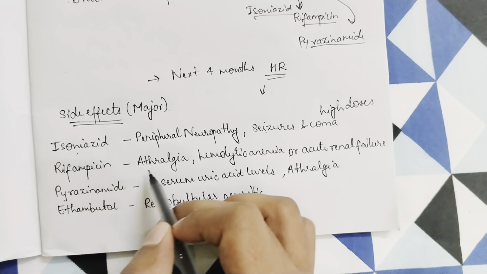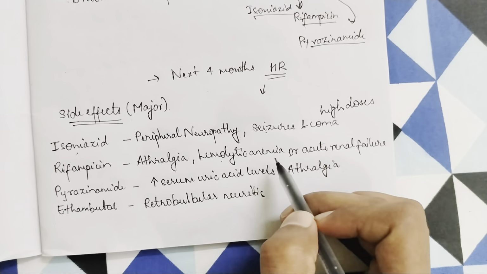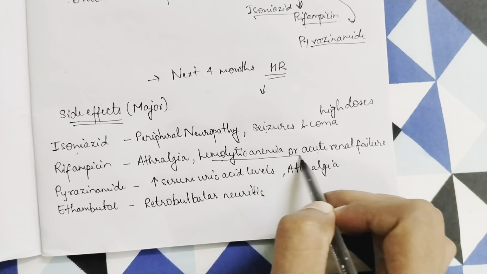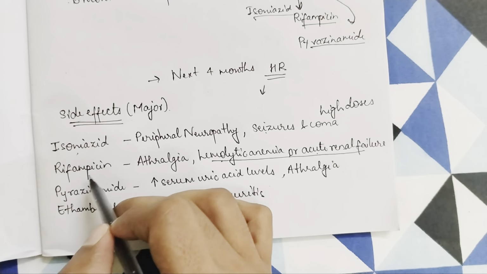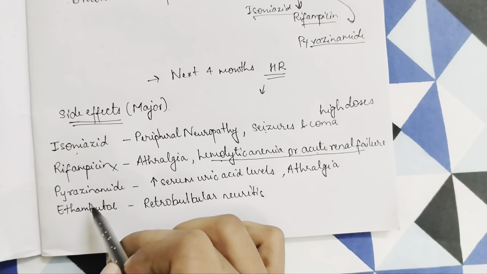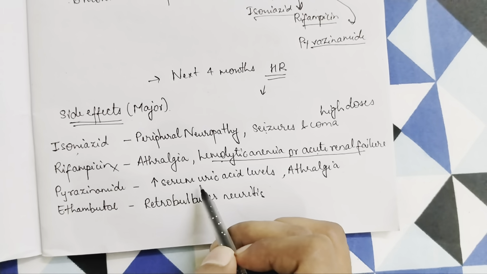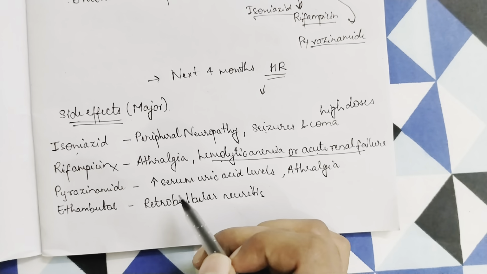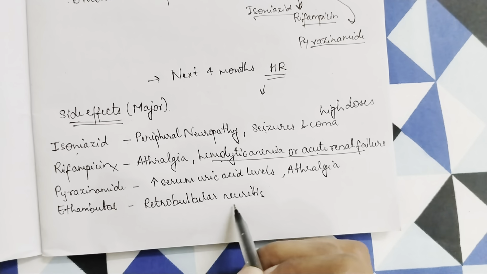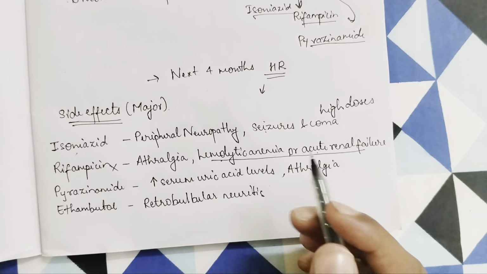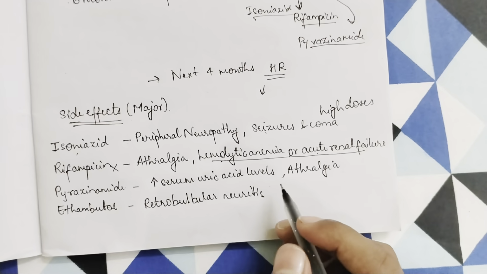And in rifampicin, arthralgia, which is muscle pain, is very common, and hemolytic anemia or acute renal failure. If the patient shows either of these symptoms, then the rifampicin should be stopped. Then comes the pyrazinamide. What will happen in pyrazinamide toxicity? There will be increased serum uric acid levels, which can precipitate gout, and also arthralgia is very common. In ethambutol, retrobulbar neuritis, which is the inflammation of the optic nerve behind the eyes.